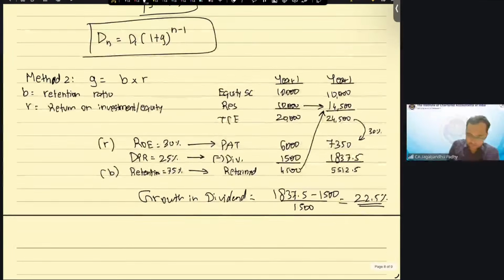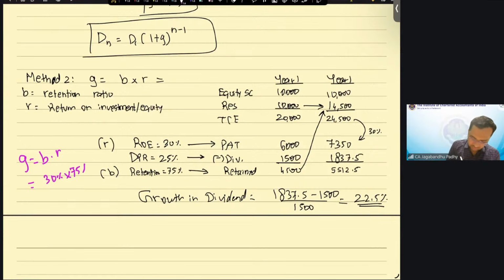It is 22.5%. And if I just apply this formula over here for B into R, if I say G is B into R, so this is 30% into 75%, you'll get the same 22.5%. As you can see, the growth rate is same. So the growth rate can be calculated by this second method, which, in technical terms, is called the sustainable growth rate. This is the growth rate that's going to be sustained for a future period, for a longer period.